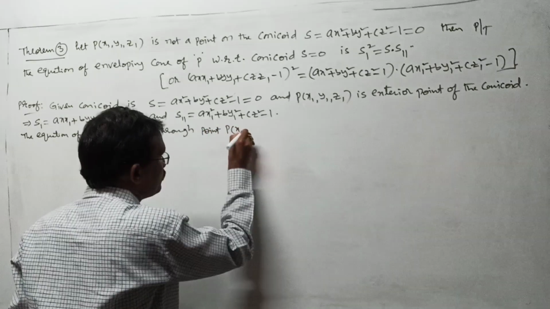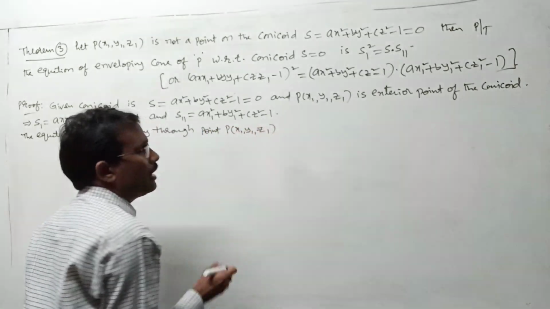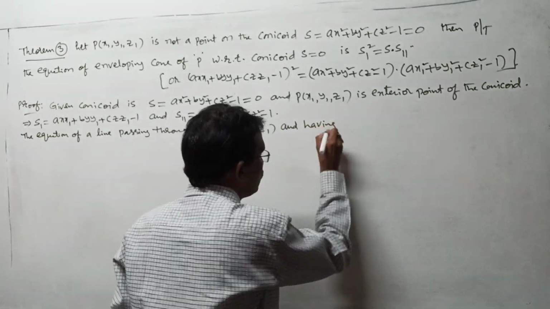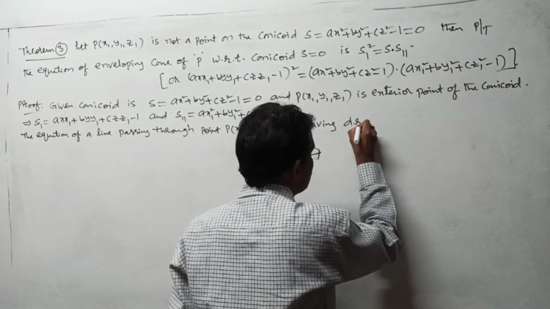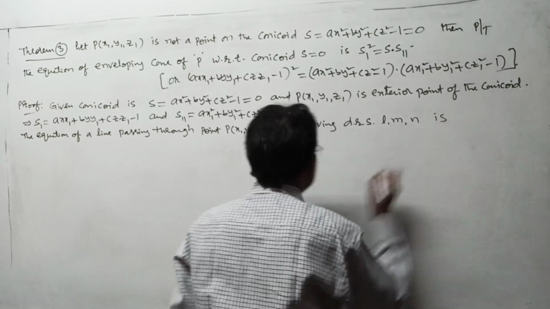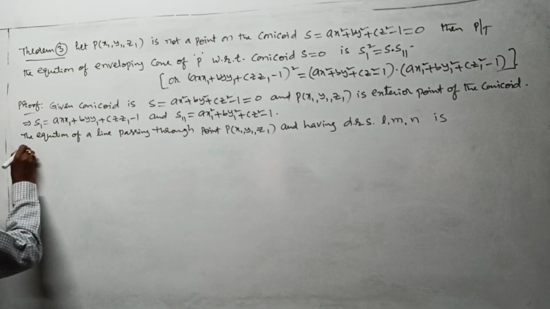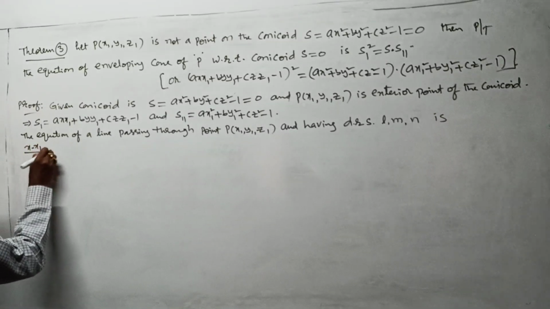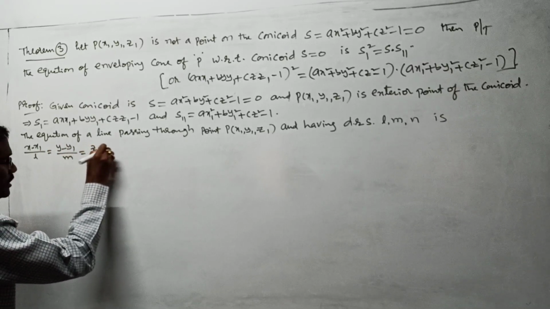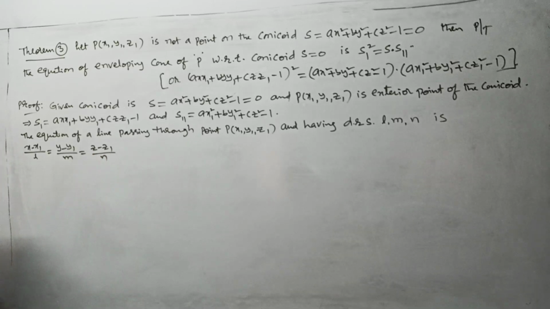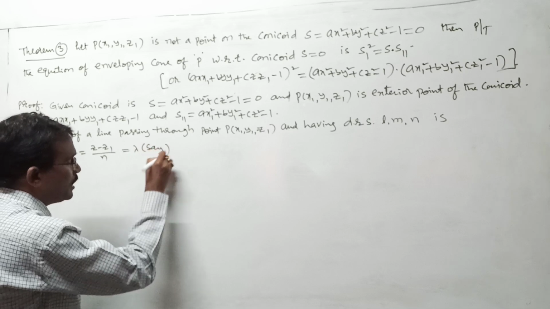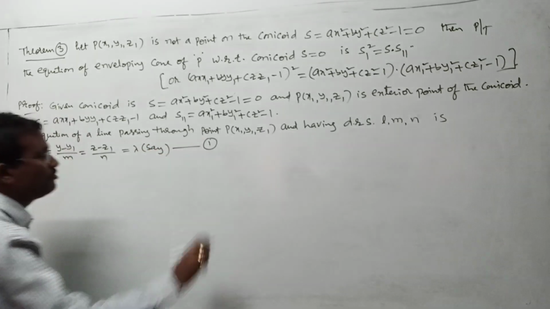Now, take a point with coordinates x1, y1, z1 and direction ratios l, m, n. What is that line? (x minus x1)/l is equal to (y minus y1)/m is equal to (z minus z1)/n. To define a general point on this line, let us take this ratio equal to lambda and proceed with this as relation number 1.